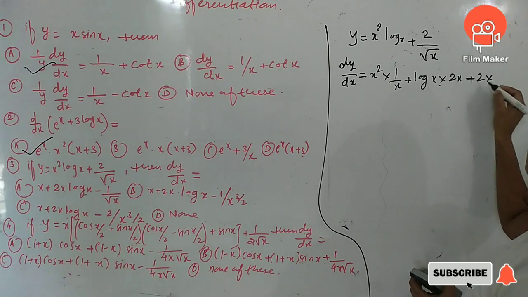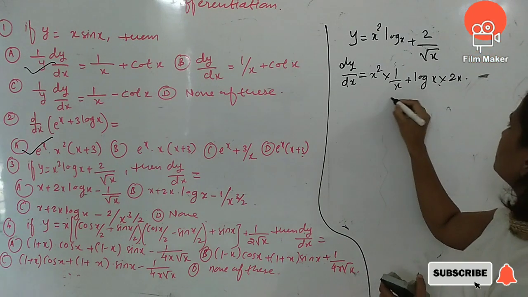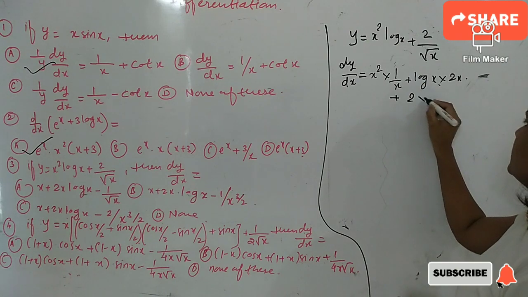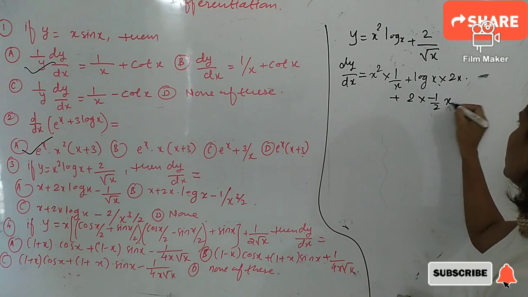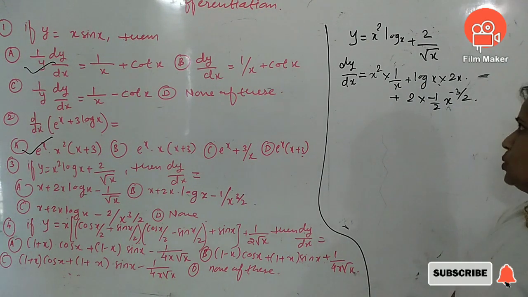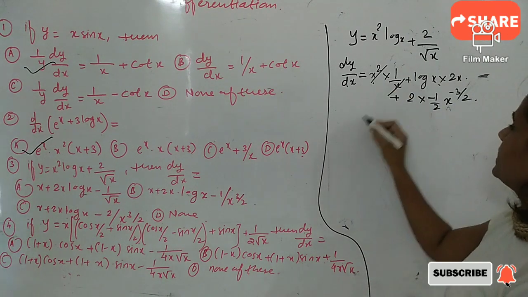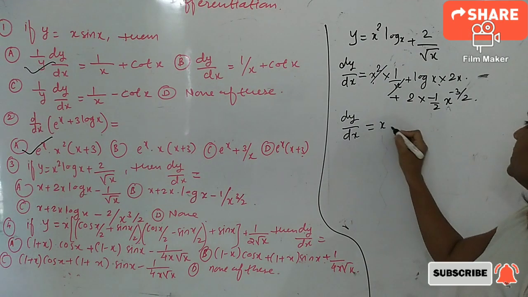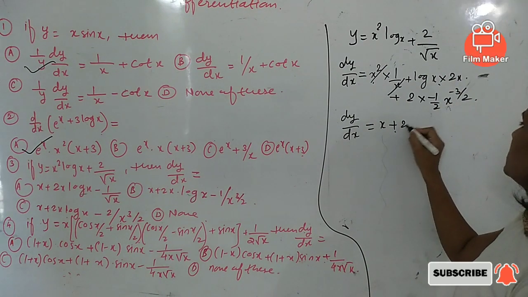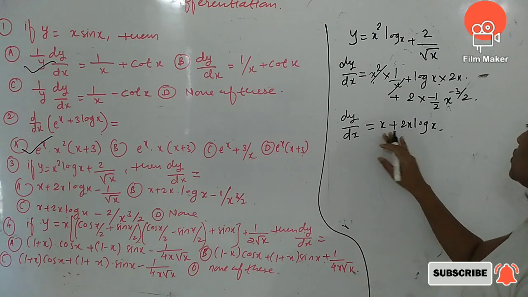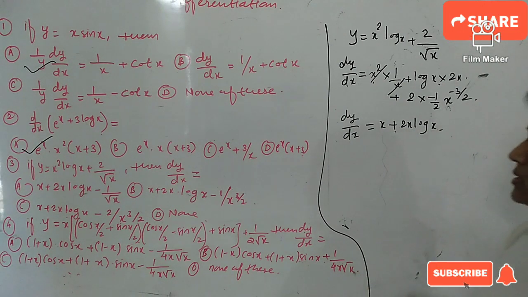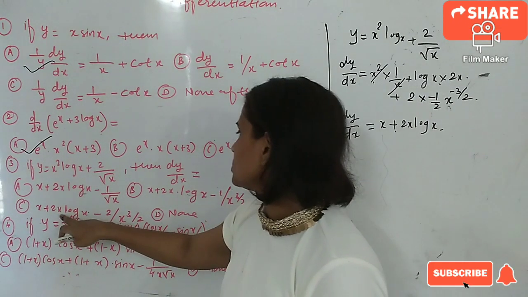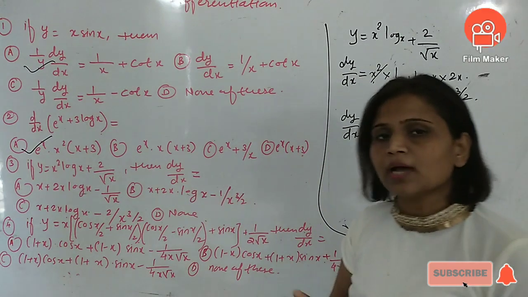So the total derivative is, I am writing here, 2 is a constant value, and the total derivative is minus 1 by 2 and x to the power minus 3 by 2. So this x and x will get cancelled. So dy by dx is equal to, x remains here, plus 2x into log x. So x plus 2x log x, and every option has this value.